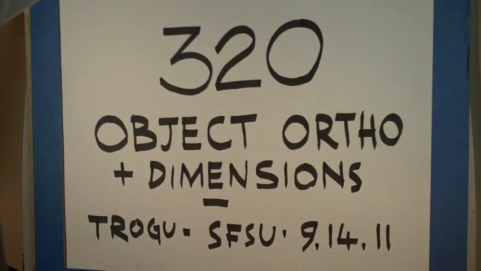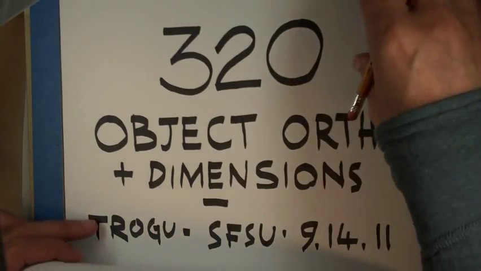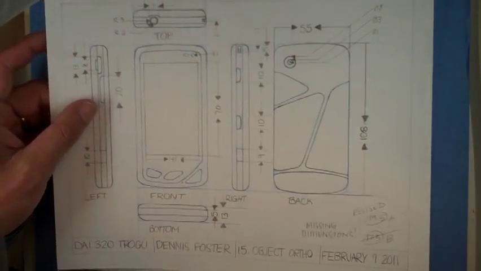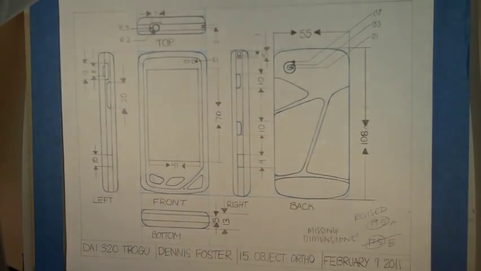This is the object orthographic and dimensions. So we'll be talking about how to put dimensions on your object. I have a drawing here that was done by a student. So the assignment calls for, it says no straight edges.